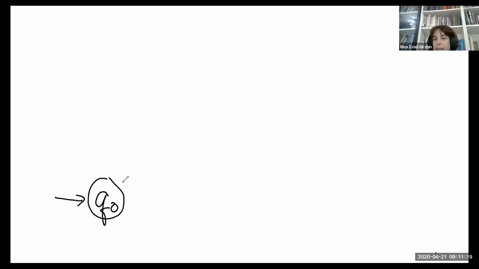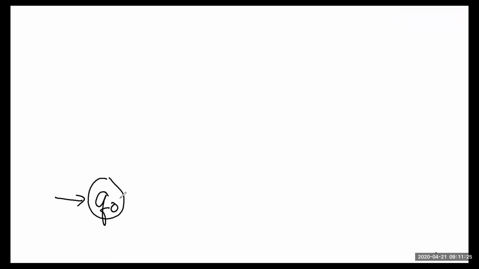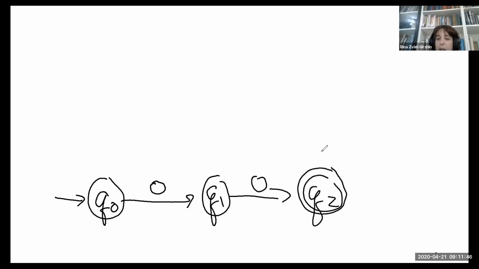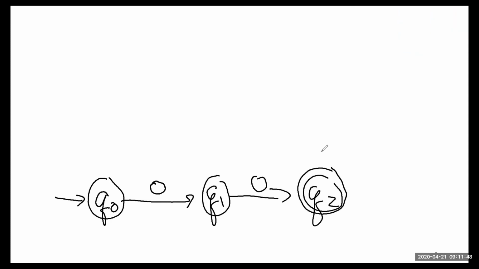Okay, let's start with watching for the substring 00. Go ahead. Q0, to some state, Q1. And from that, create another 0 to another state, called Q2. And that's an accepting state, right? Exactly. And from it, you can take an arrow.